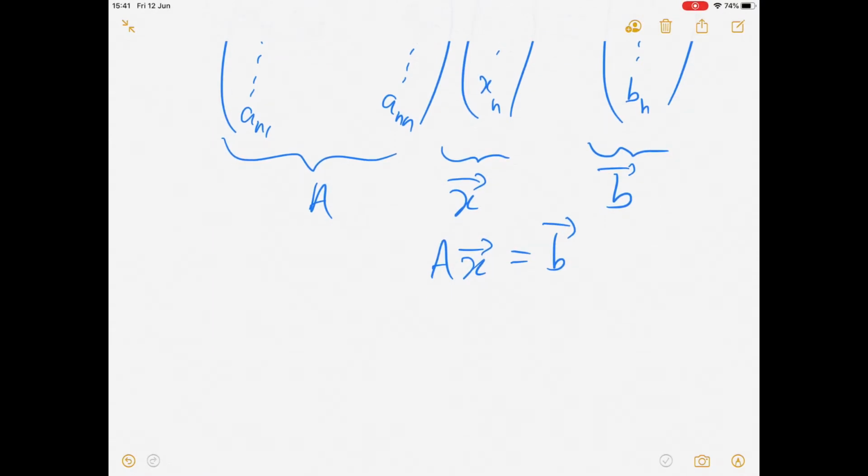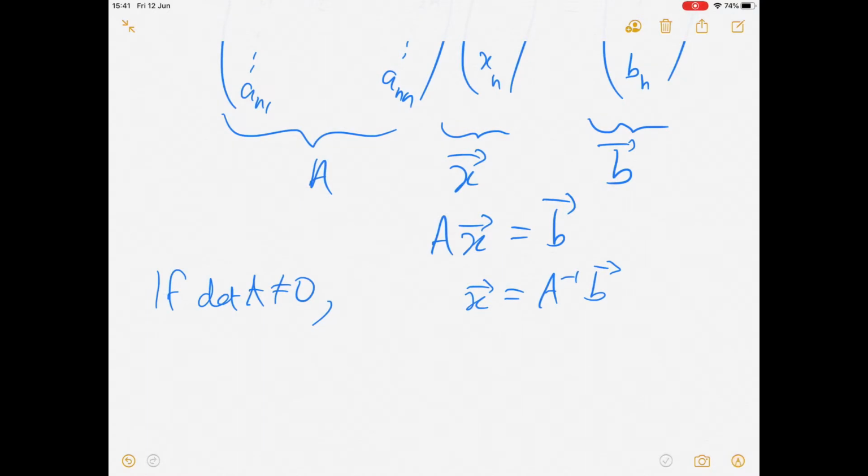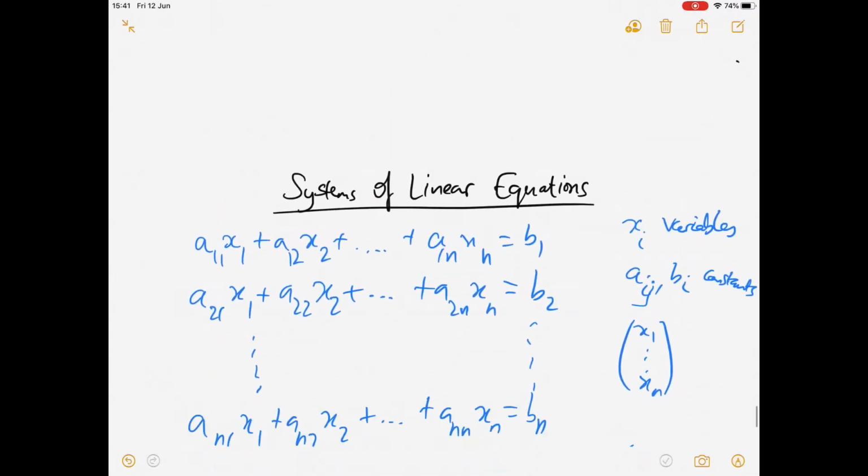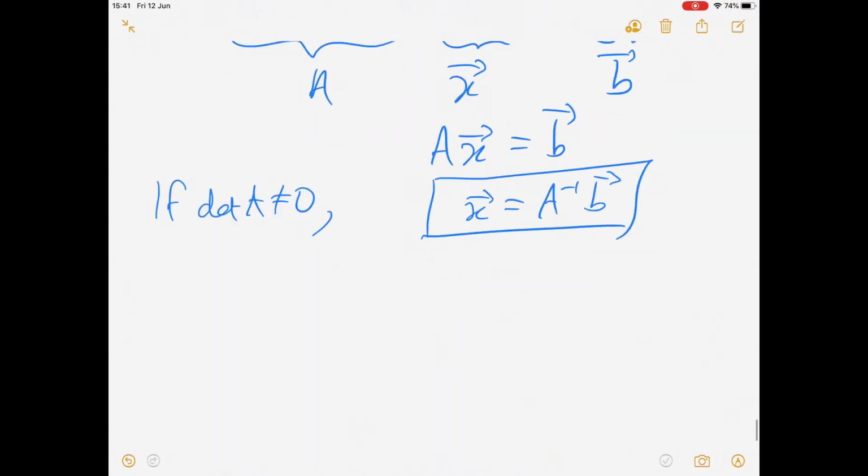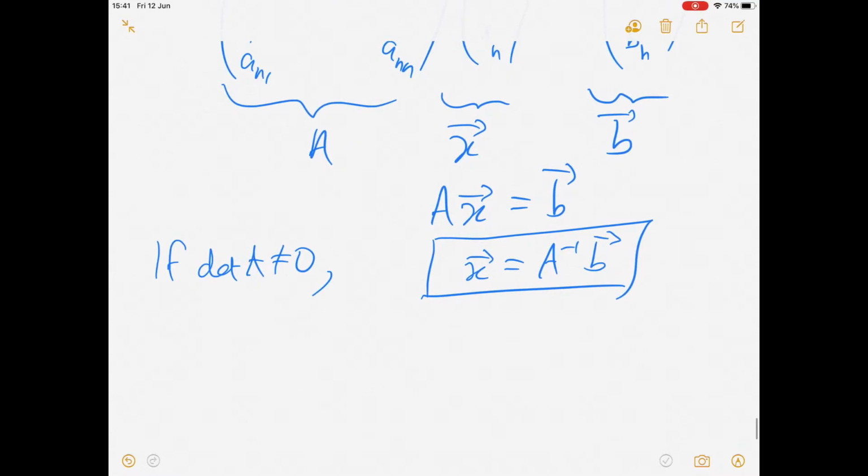Well, if A is invertible, so if A is non-singular, if its determinant is non-zero, we can apply the inverse matrix to both sides. And then we just have x equals A inverse times b. This is the solution. So to solve a system of n simultaneous equations, we can just use this formula.